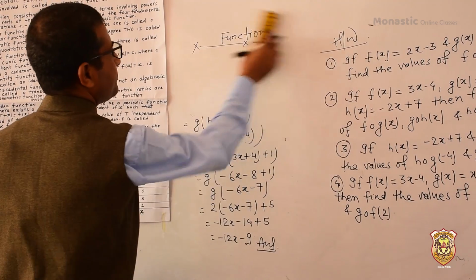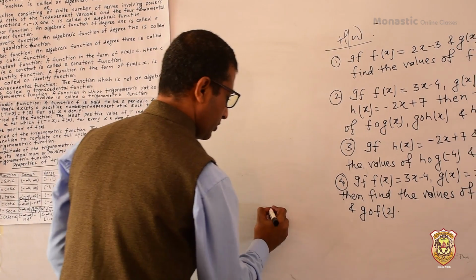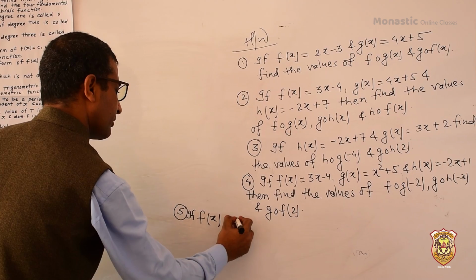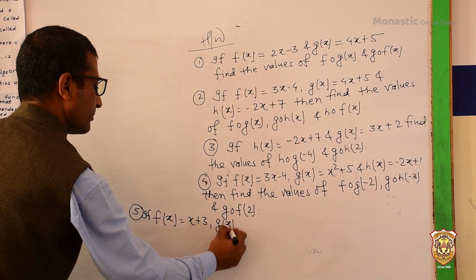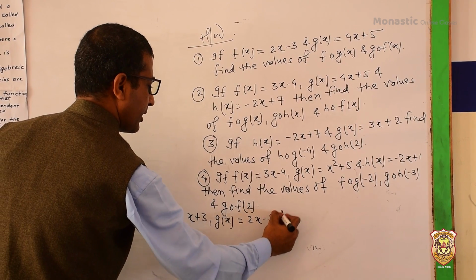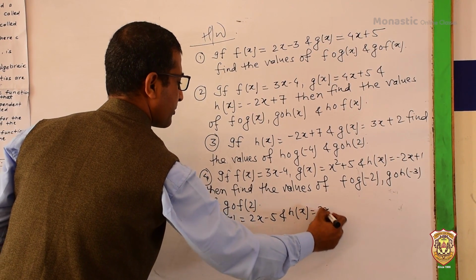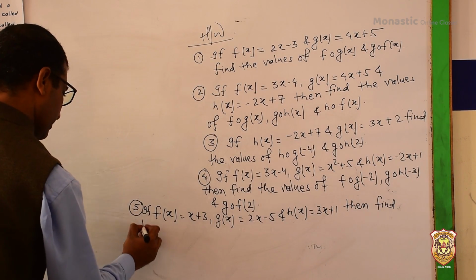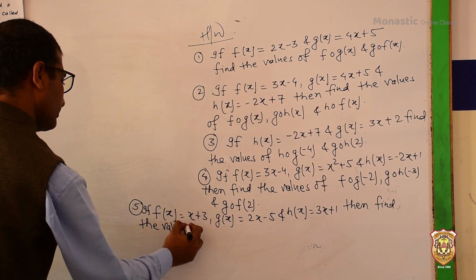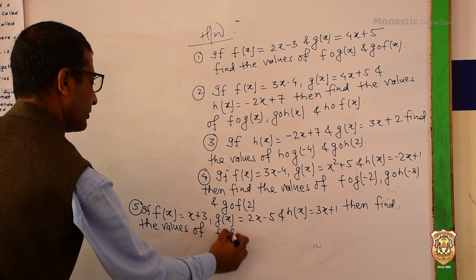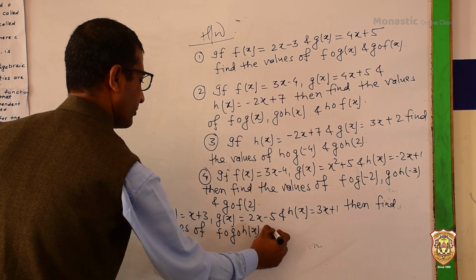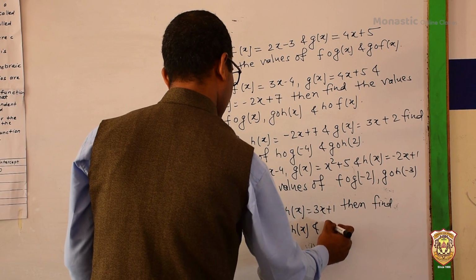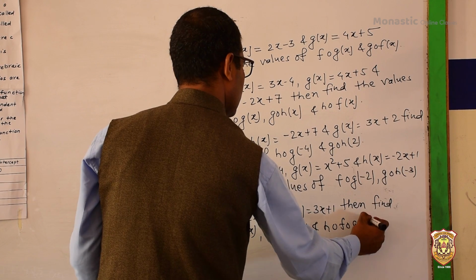Now for the homework, you have f of x is x plus 3, g of x is 2x minus 5, and h of x is 3x plus 1. Then find the values of f circle g circle h of x, g circle f circle h of x, and h circle f circle g of 2.